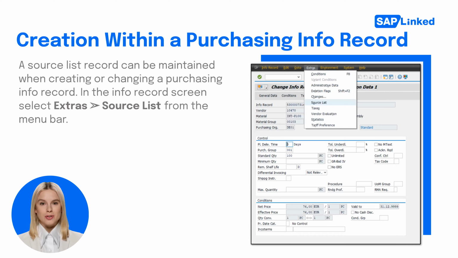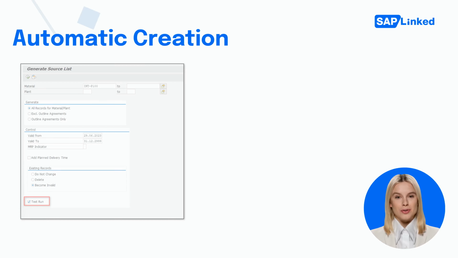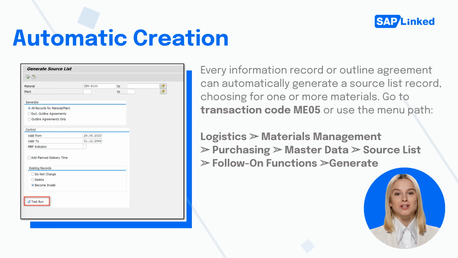A source list record can be maintained when creating or changing a purchasing info record. In the Info Record screen, select Extras, Source List from the menu bar. Proceed with the source list creation as described in the previous section for manual creation. Every info record or outline agreement can automatically generate a source list record, choosing one or more materials.